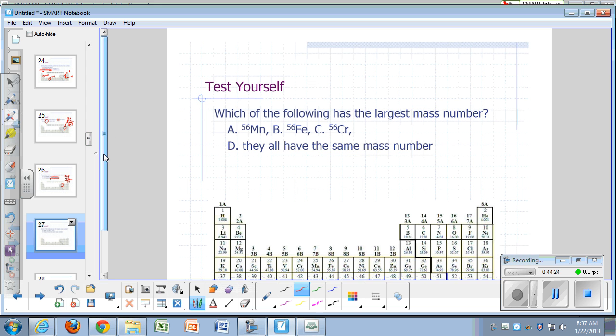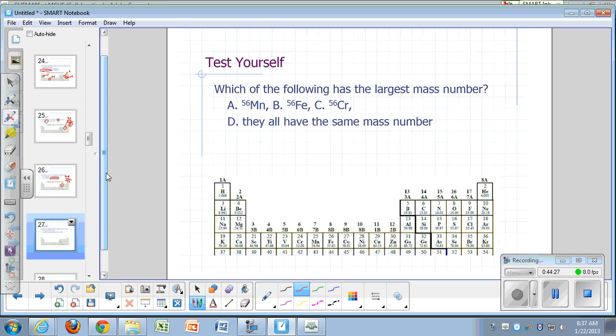Which of these has the largest mass number? A, manganese 56. There's manganese. B, iron 56. Or C, chromium 56. So here's chromium right here. Manganese is over here. Iron's over here. Which one is the largest mass number? A, B, C, or D? Manganese 56, iron 56, or chromium 56?